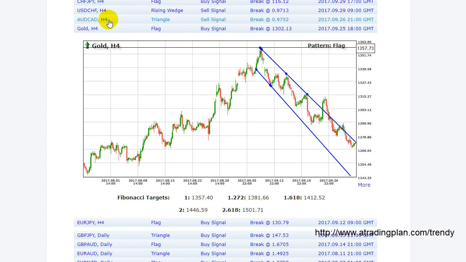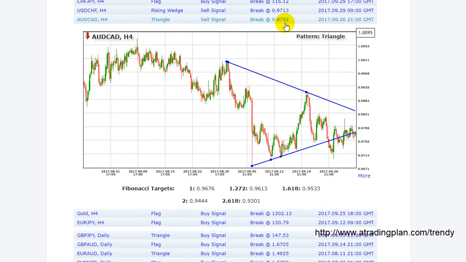Aussie CAD, 4-hour chart again. 97.52 is a sell, and you can see that it broke down, got down to 97.01, which we don't even, no, 96.99. We don't get our target. And again, you can see what's happening here.